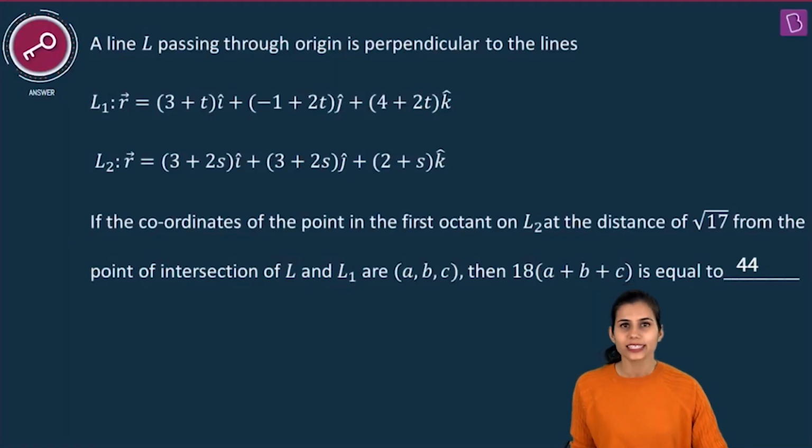All right. So I know this was a lengthy question, but the concepts involved here were very basic and straightforward. I hope you got each and every step that I adopted here to reach the answer. Your final answer is coming out to be 44. Bingo. You're done.